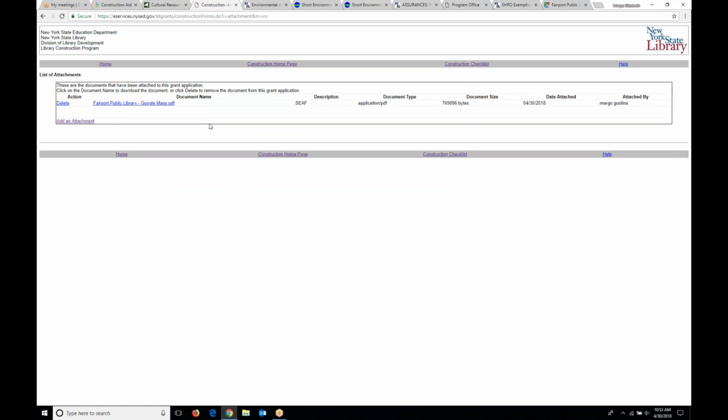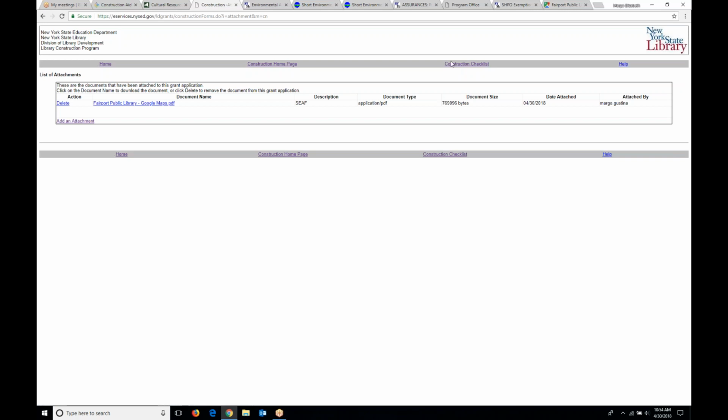So whatever the document name is on your computer, when you upload it, that's what the document name will be up here. So if the document name is I hate construction aid, when you upload it, it will say I hate construction aid, just so you know. All right, we're going to get out of our list of attachments and go back to construction aid.